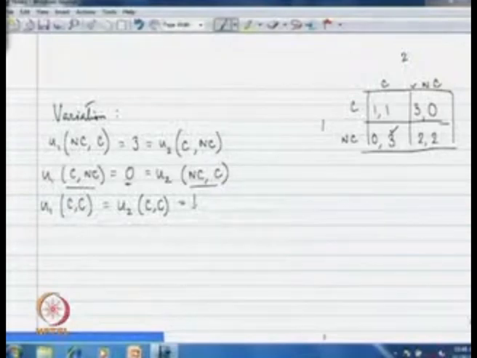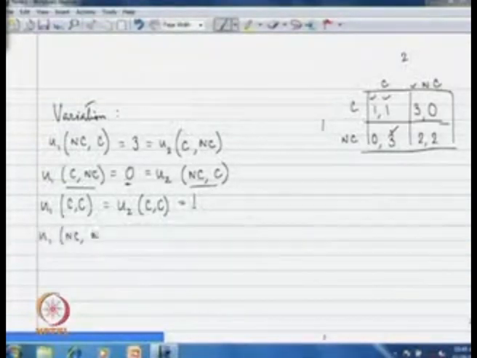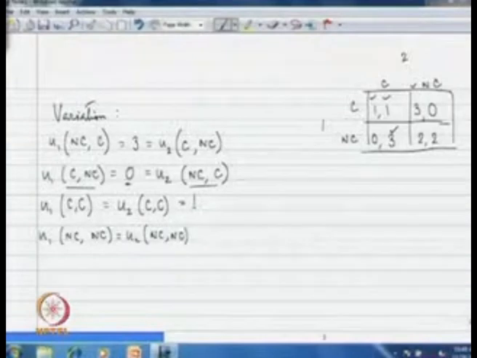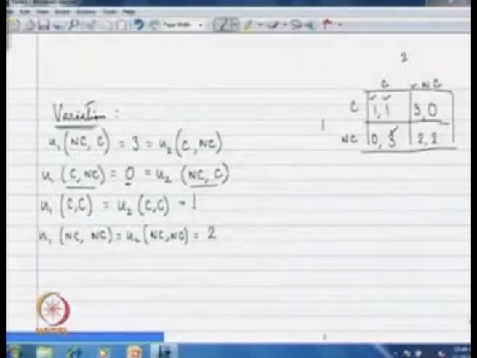These are the symmetric cases: when CC is played, that is both the players are confessing, then each player gets the same payoff, which is 1 in the original game, and which remains the same in the variation also. And similarly, if both the players do not confess, both get the same payoff, and if we flip that payoff vector, it remains the same, 2-2. So, that is why U1(NC,NC) is equal to U2(NC,NC) is equal to 2. So, these are the payoffs that will be there in the variation.